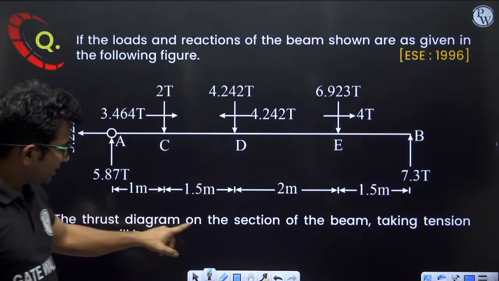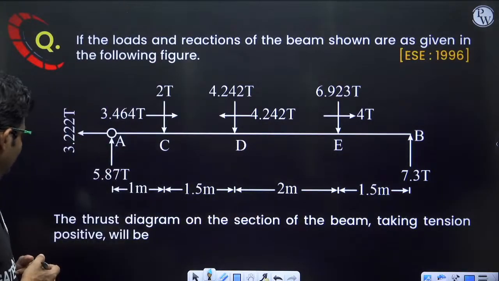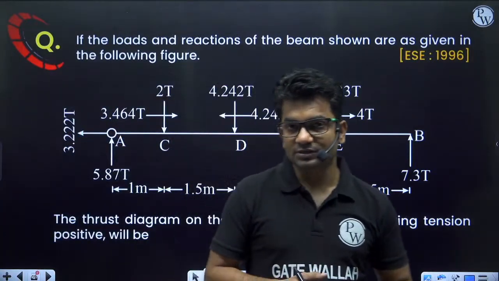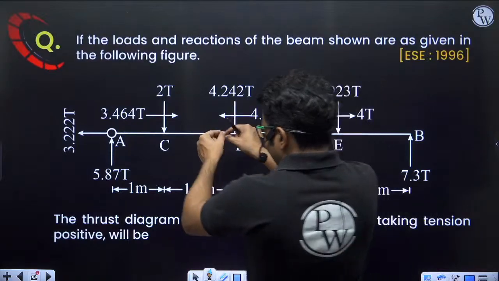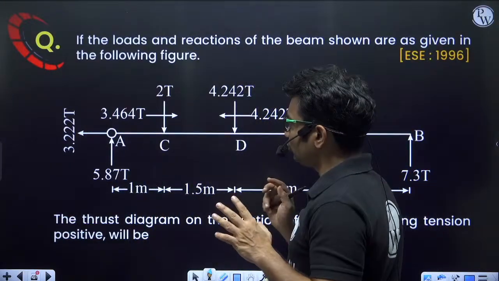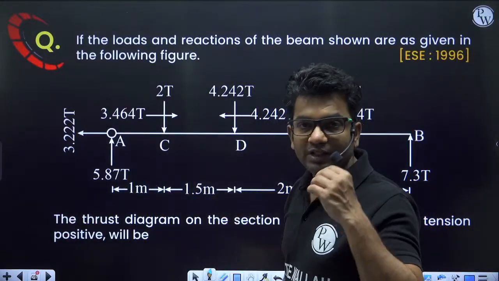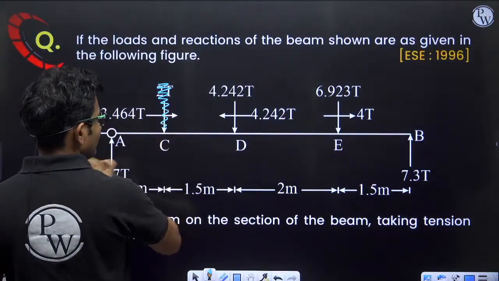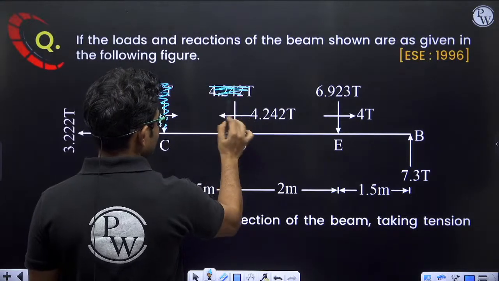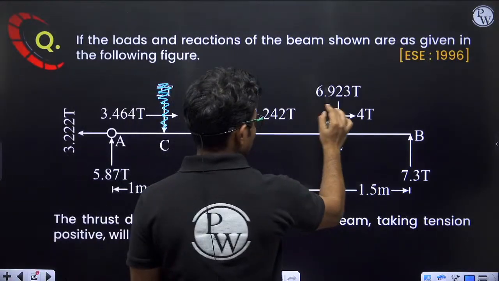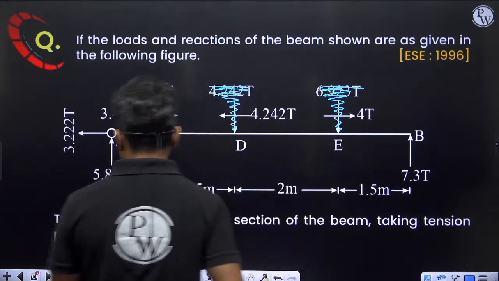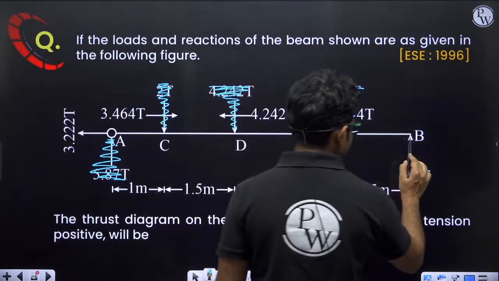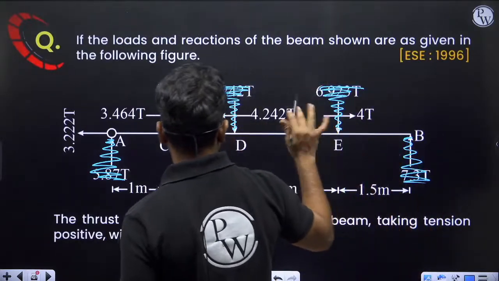So we are asked for the thrust diagram of the beam taking tension positive. Thrust means axial thrust. That means axial force diagram. So we have to draw the axial force diagram only. So we will ignore all the transverse forces. No need to look at these. We'll ignore all these transverse forces.